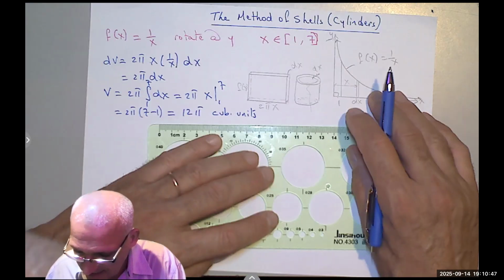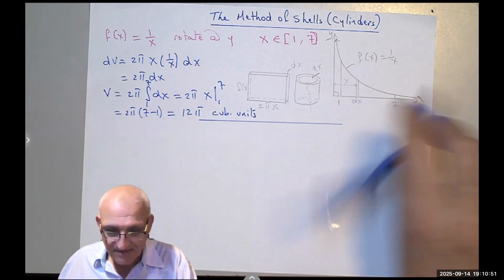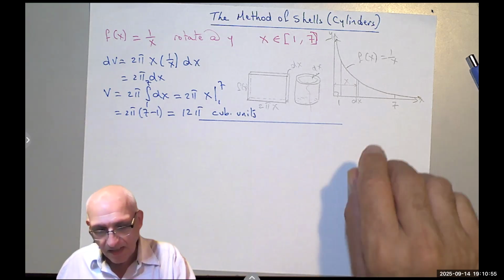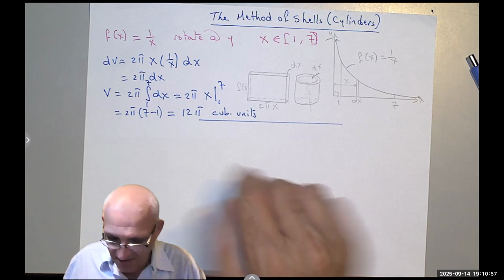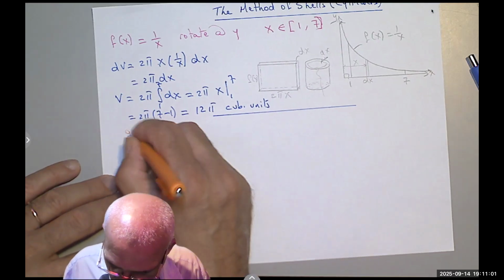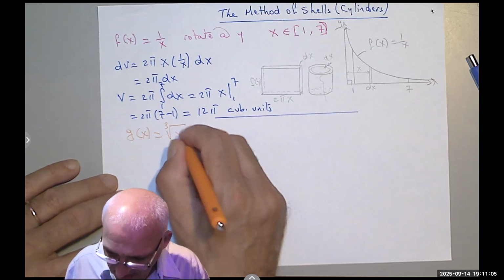Let's take another example where we are rotating about the x-axis. So let's say I have a function, and this function is g of x equals the cube root of x.